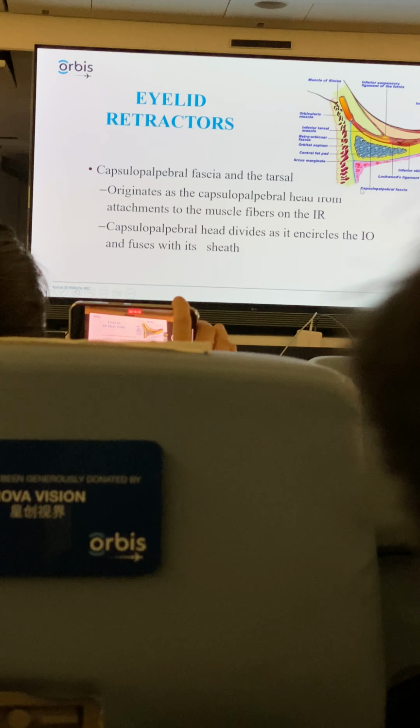In the lower lid, instead of Whitnall's, there's Lockwood's ligament, which is again the suspensory ligament.